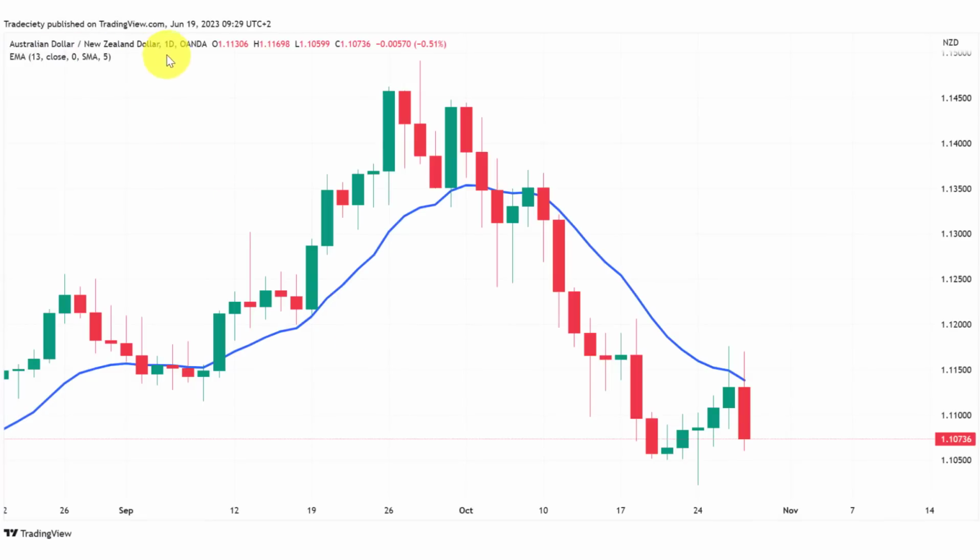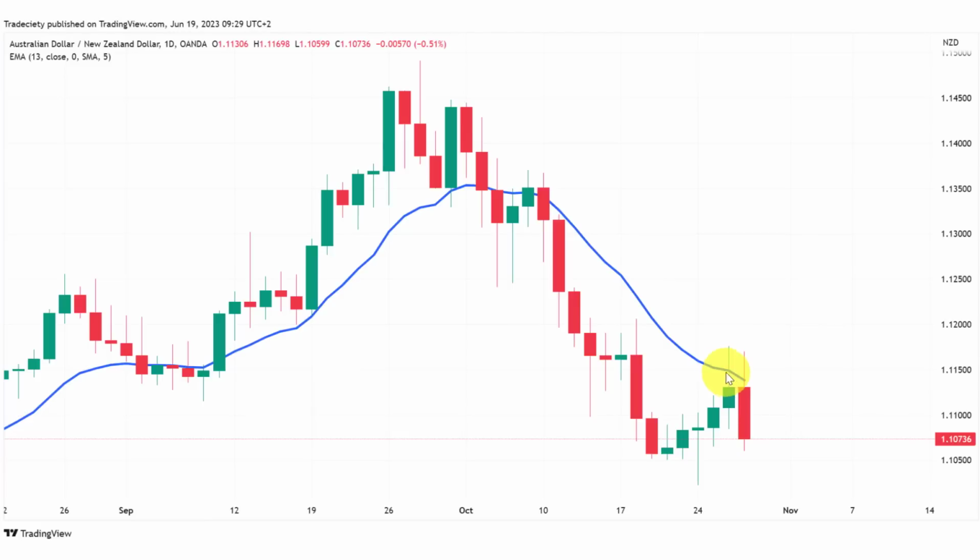What we see here is we are on a daily time frame. I'm using the 13 period EMA, and this indicator shows us the trend direction. And in this case, you can see the market is trading below the EMA, which tells us we are in a short market. And then we are seeing a pullback. The pullback reaches into the EMA.